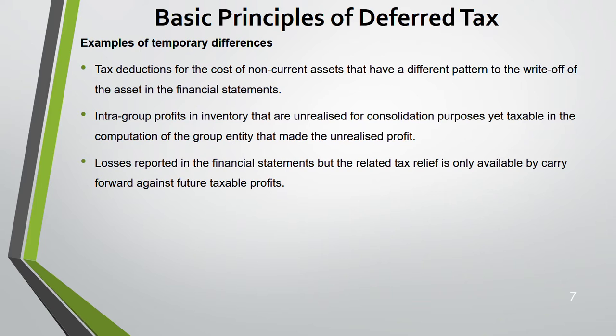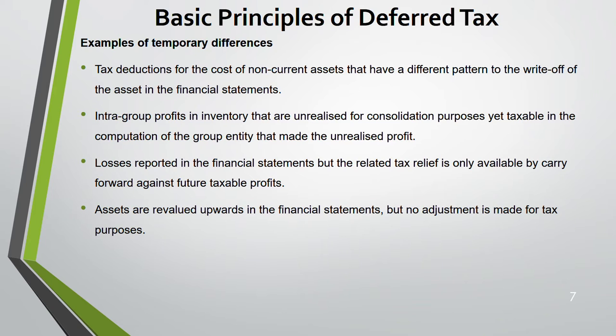Third, losses. If you're having any loss, but the related tax relief that you're going to get from loss, because see, when you're making loss, you do not pay tax. It's a tax relief. You're saving tax, right? But this tax relief is only available by carrying forward against the future taxable profit. You should be able to carry the losses and net it off against the future taxable profit to get the tax relief. Assets are revalued. Remember, when assets are revalued, it does not have any impact in the tax base. So tax base does not have an impact, but yes, your carrying amount might go up.